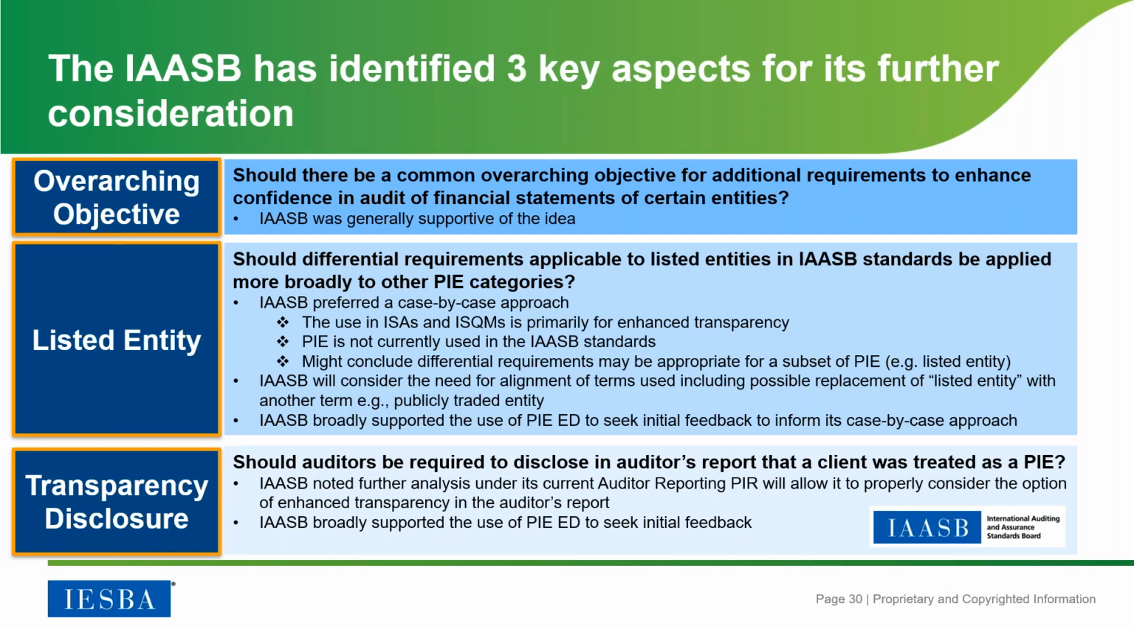Finally, the IAASB has identified 3 key aspects that it will take on board, partly in terms of considering the responses to this ED, but also as its general work streams. One is, should they adopt the common overarching objective for additional requirements? Secondly, should their differential requirements currently only applicable to listed entities in the IAASB standards be applied more broadly to other PI categories, where they are proposing to look at that on a case-by-case basis? And finally, in terms of the transparent disclosure, would it be suitable to include that disclosure in the audit report? And they will consider that as part of their current auditor reporting PIR. Go on to the next slide, please.